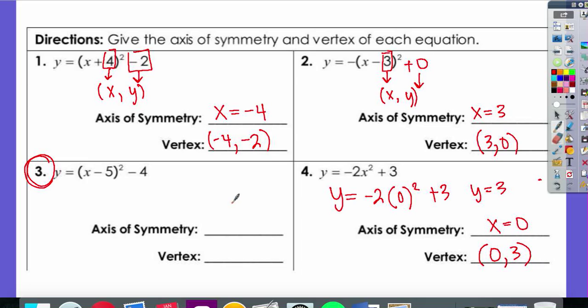So with vertex form, it's a lot easier to just pull out the vertex, and we already know the axis of symmetry happens at the x-coordinate of the vertex. If it's not in vertex form, we have to use that formula we learned and do a little bit extra work. So number 3 is one that I want you to try on your own. We're going to move to the next section.